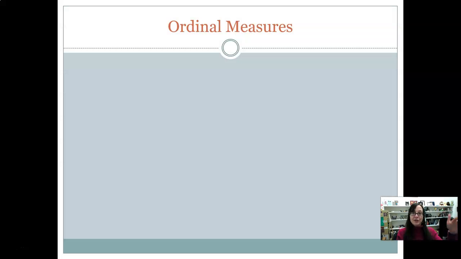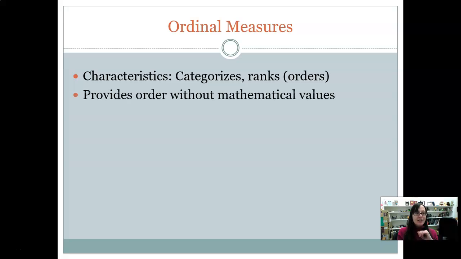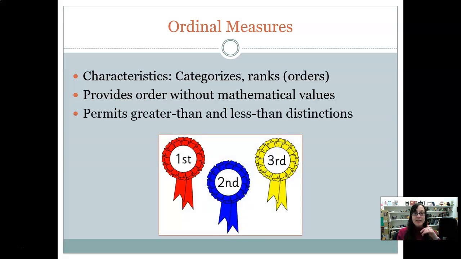So then ordinal measures, the next level up. This has the same characteristics as nominal measures in that they categorize, but now we can also rank. We can put things in order, hence why it is an ordinal measure. So it provides that order, but there are still no mathematical values. All you can do is put things in an order, and that's it. It lets us say greater than or less than, and provides those distinctions, but we can't do anything else besides that.